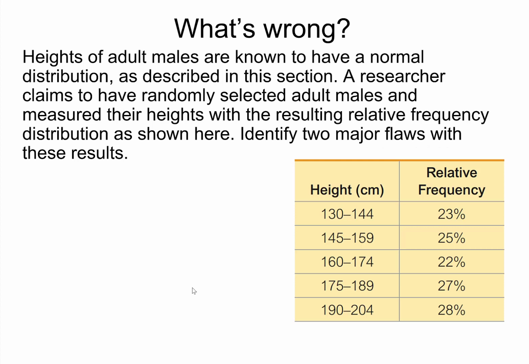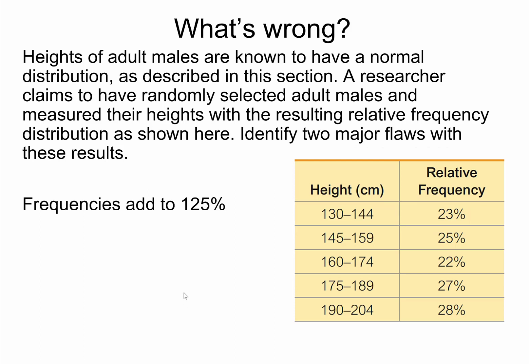What's wrong with this table? Heights of adult males are known to have a normal distribution as described in this section. A researcher claims to have randomly selected adult males and measured their heights with the relative frequencies shown in this table. Identify two major flaws. The first thing you want to do when you look at a table like this is check to see that the percents add up to 100. They don't. They add up to 125%.